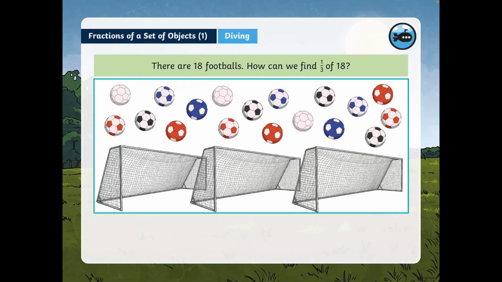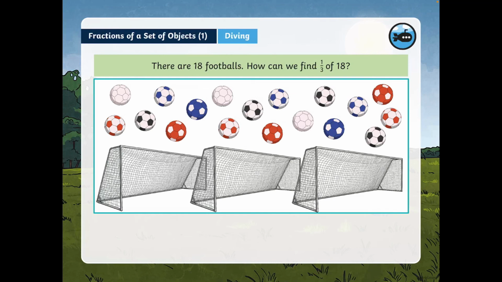Okay, Year 4, now that we're nice and warmed up, let's have a look a little bit more together about what we mean by finding fractions of quantities. There are 18 footballs. How can we find 1/3 of 18? How many footballs will go in each goal? Think about how you're going to solve this. Could you do a jotting? Could you do a calculation? Pause the video and have a think.